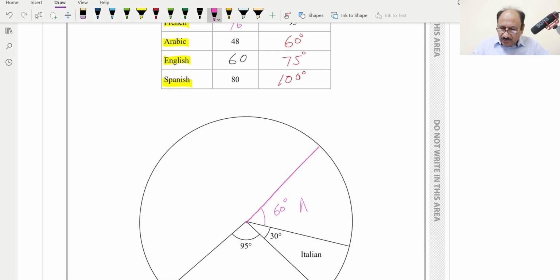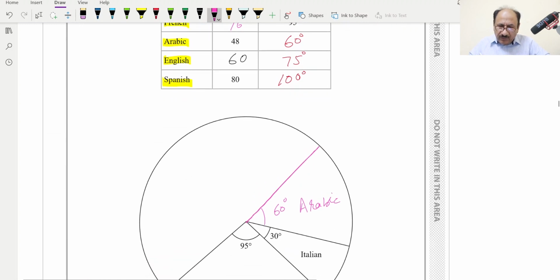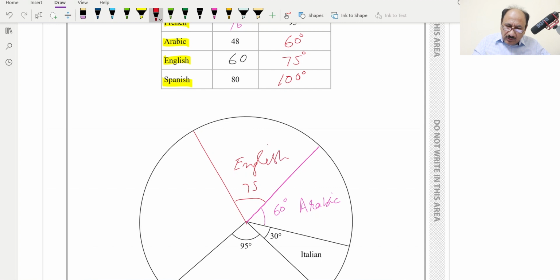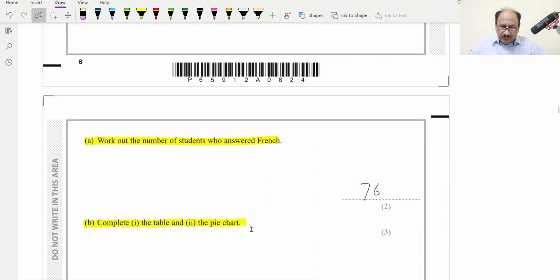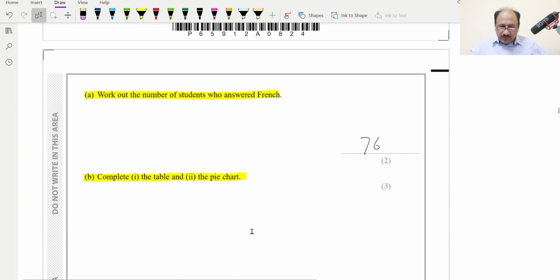Basically we can write Arabic over here, and the second part we have to show is 75, and the third part will be 100. So we can show 75 and 100. This will be 75 for English, and this will be 100 for Spanish. And we are done with the pie chart also, which is adding up to 360. That also we have checked.